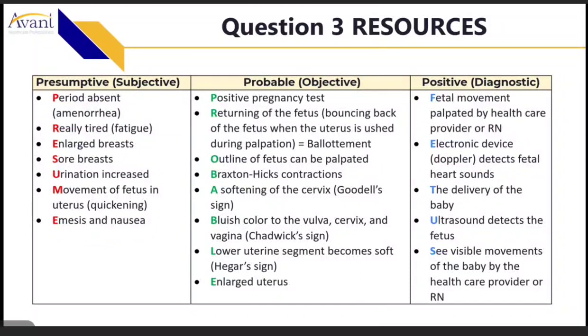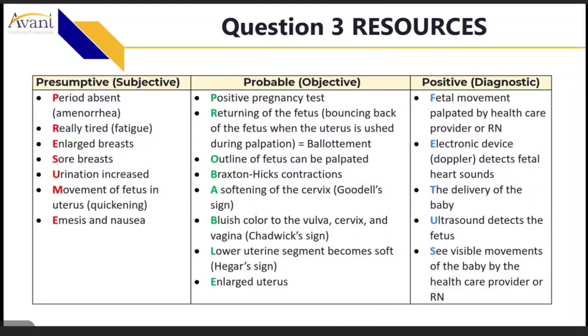So Chadwick's sign occurs first. That's the increased blood flow to the perineal area. And then the cervix gets soft, and then the whole lower uterine segment becomes soft. So it's Chadwick, and then Goodell, and then Hegar's. So they actually occur in alphabetical order. I think that's a helpful thing as well.